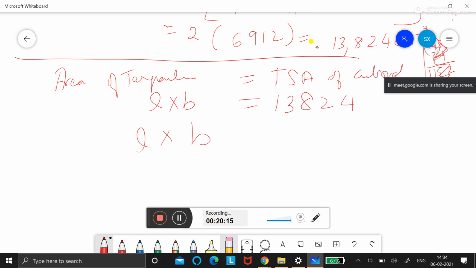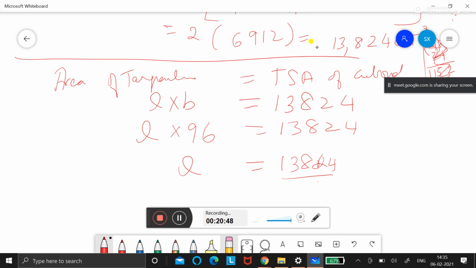L into B is 13,824. Now you need to calculate L, so you need B. B value is given. Correct? Check the B value. Read again. The tarpaulin width is 96 centimeter, it's given. So let me write everything in centimeter only. At the end we will convert. So L into 96 is 13,824. What is L? You should calculate. So what you will do? This 96 will become division when it crosses the equal sign.